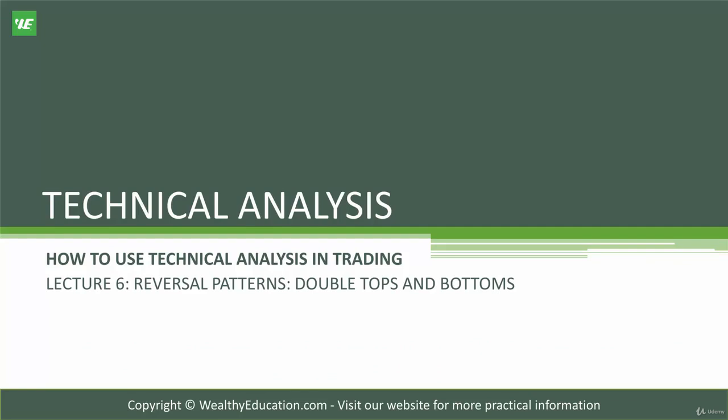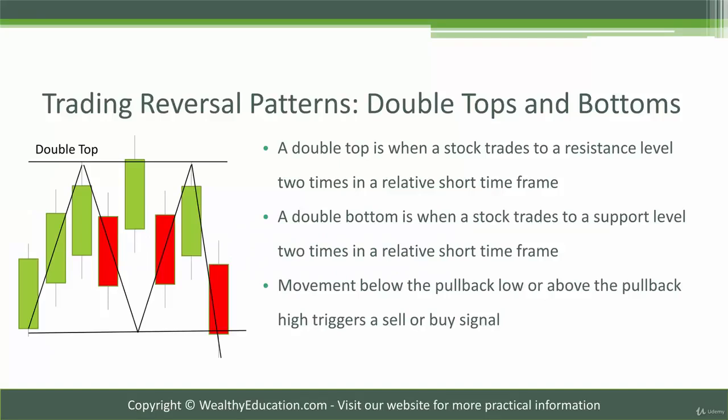Today we're going to be talking about reversal patterns, and specifically the double top and the double bottom. A double top is when a stock trades up to a resistance level 2 times in a relatively short time frame, and a double bottom is when a stock trades down to a support level 2 times in a relatively short time frame. As you can see from the graph on the left, we have the stock in an uptrend.